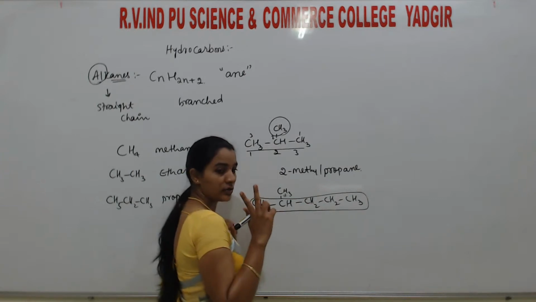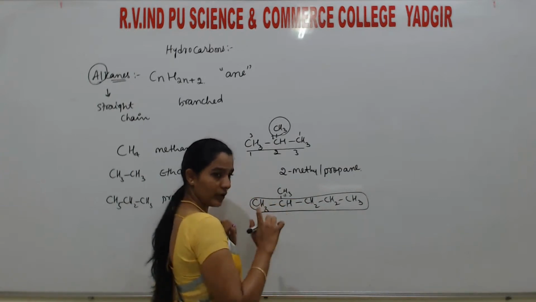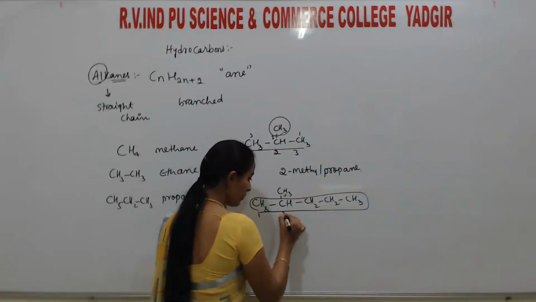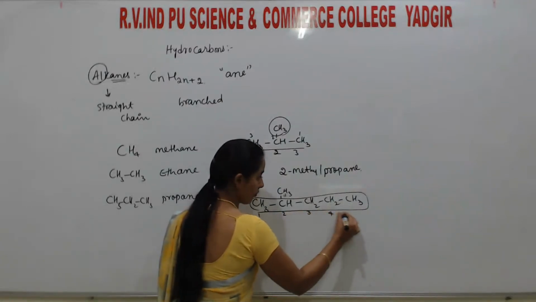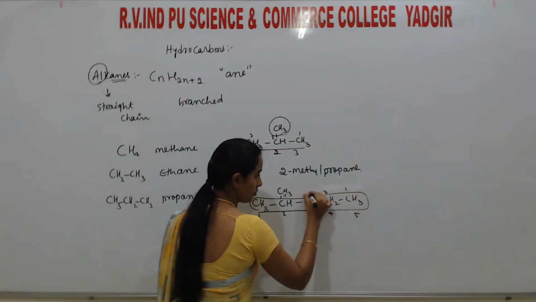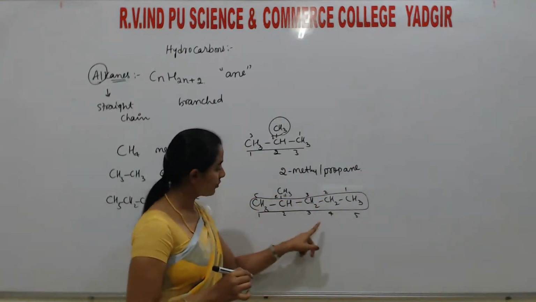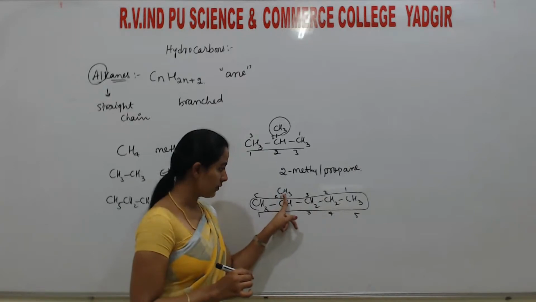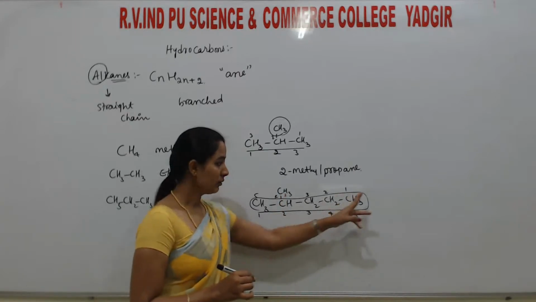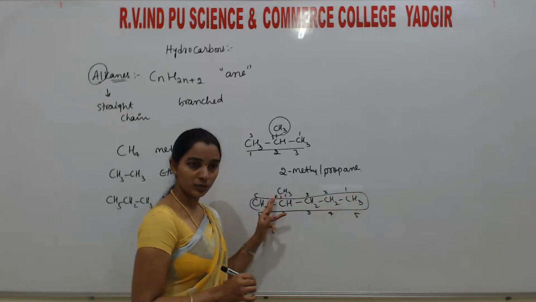Okay. So there are two ways of numbering. One is left to right, another is right to left. So now start numbering from here: 1, 2, 3, 4, 5. From here: 1, 2, 3, 4, 5. So students, from left to right, this CH3 will get the second position. From right to left, it is getting the fourth position.